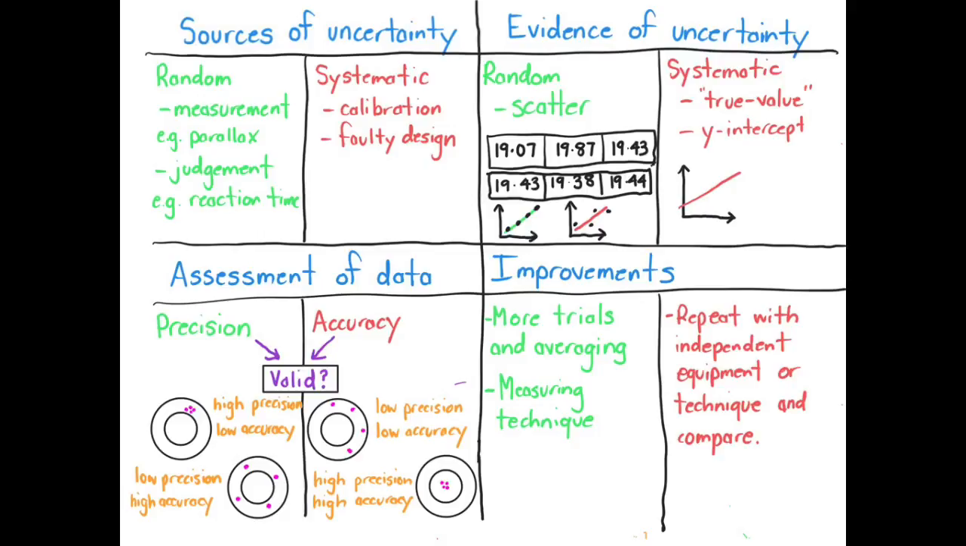So how do we look for evidence in our results of experimental uncertainty or error? And once again, the way we look for random and systematic error is different. Random error is generally associated with scatter in our results. So, for example, if we had 3 measurements here, let's just say they were time, it doesn't really matter. We can see we've got a scatter here from 19.07 to 19.87. So we've got a scatter of about 0.8 seconds.